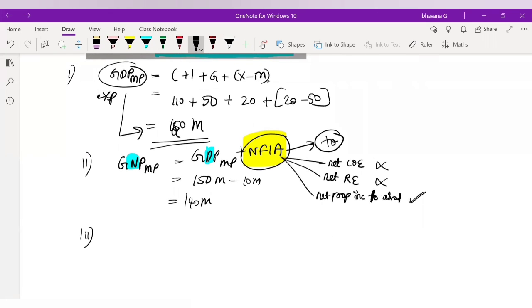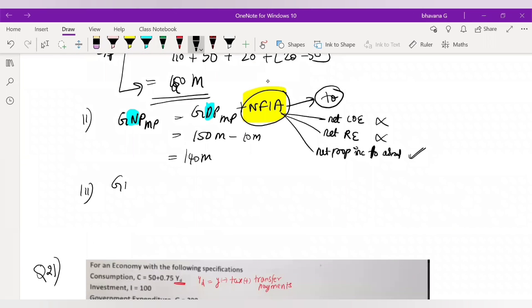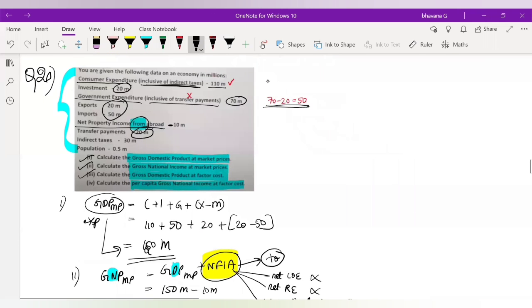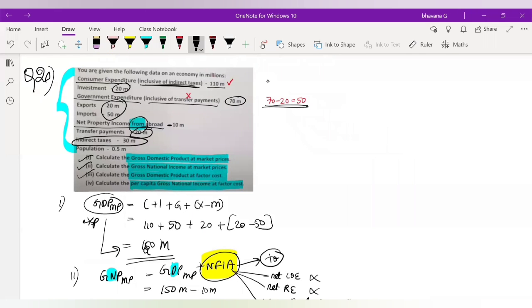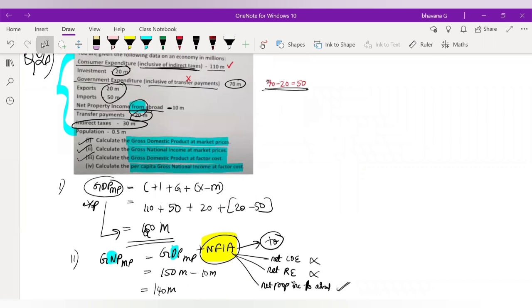Third one, here they have told you to find out GDP-FC. Again, we will take GDP-MP, and for converting MP to FC, you will do minus net indirect taxes. GDP-MP was 150, minus net indirect taxes. Here they have given you indirect taxes, and you don't have subsidy, so you will directly do minus 30, which is nothing but 120. This is what you will do to find out your GDP-FC. Third one also you have found out.